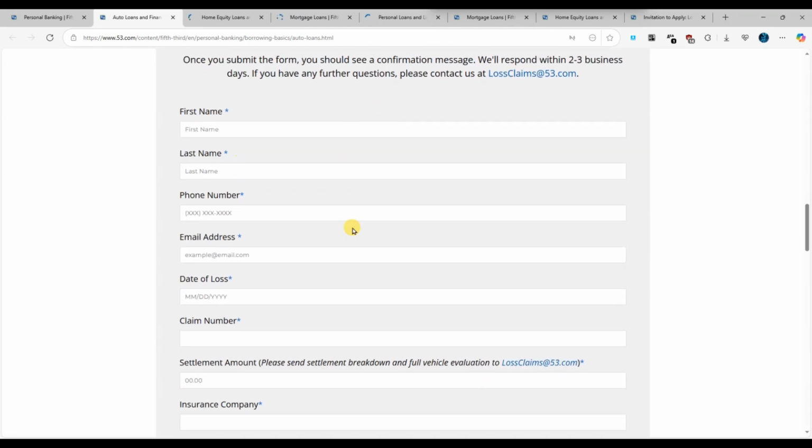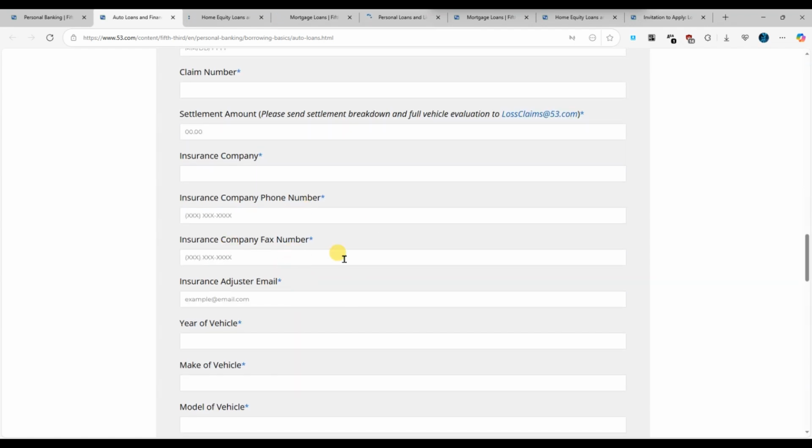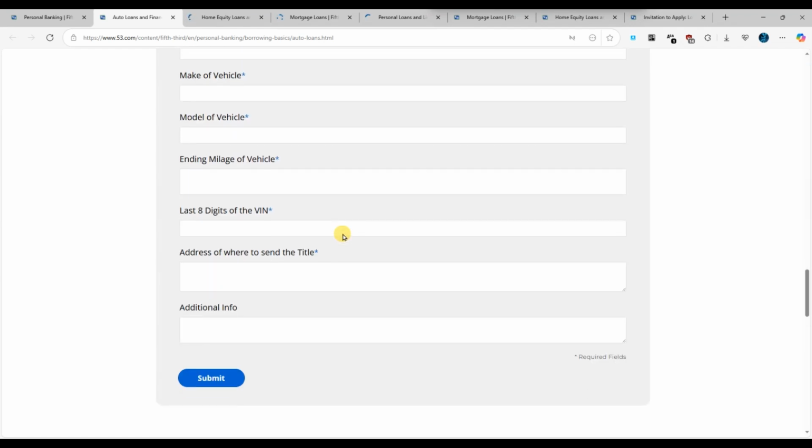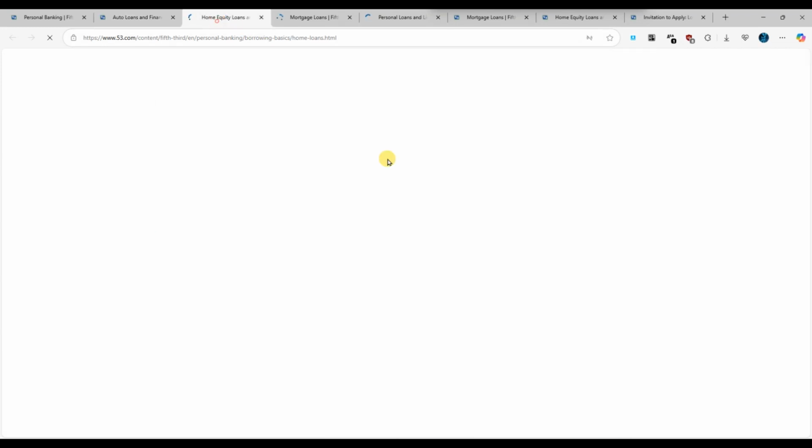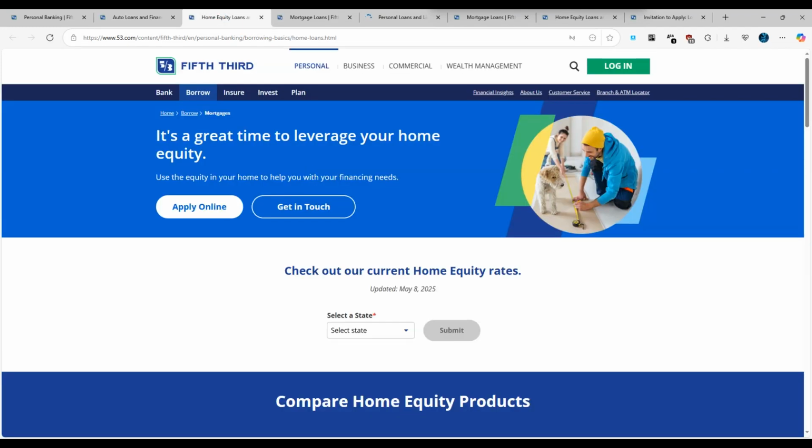Then, you can either start your loan application online by filling out the form with your personal and financial details, or visit a nearby Fifth Third Bank branch to apply in person with the help of a banking representative.